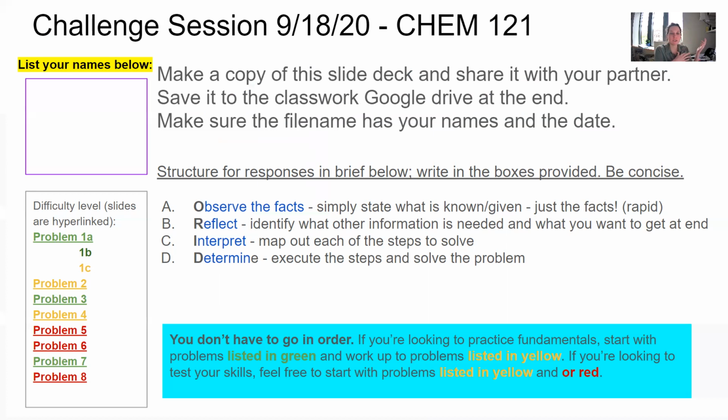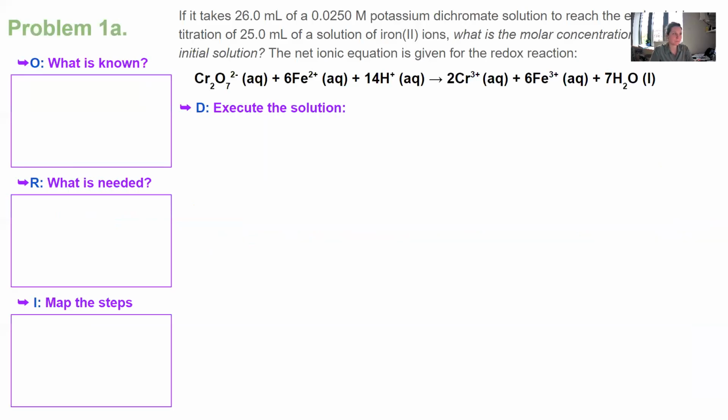So for more advanced students, they could go on to the harder problems and start there, which might take more time. And for the students who felt like they were still struggling with the material that week, they could start at those green problems and move on as they felt comfortable.